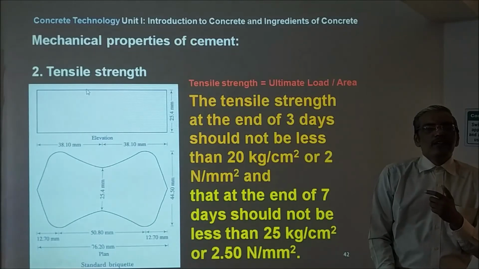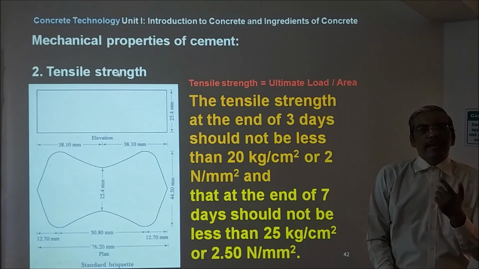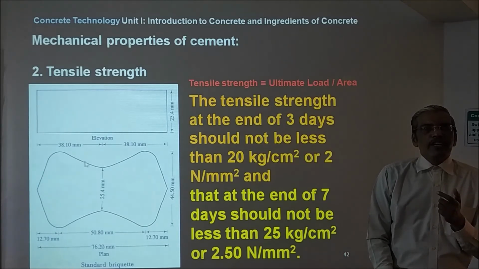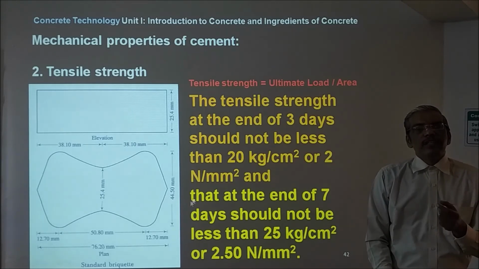So here we can say the second, tensile strength, the mechanical property of the cement. Tensile strength can be determined by the formula ultimate load upon area. So here the briquette mold is used for the cement. This we can see is the plan, and here we can see the elevation. This is the standard briquette mold.